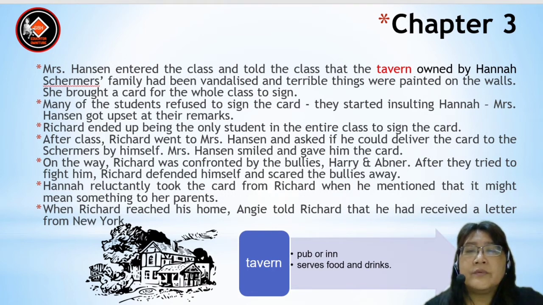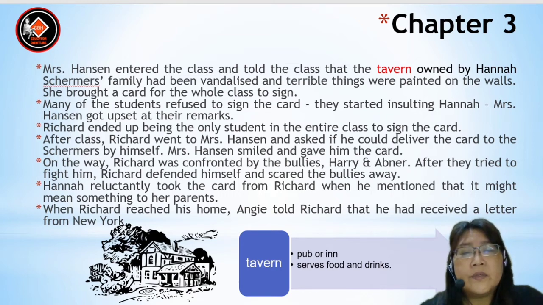After class, Richard went to Mrs. Hansen and asked if he could deliver the card to the Schirmers by himself. Mrs. Hansen smiled and gave him the card. On the way, Richard was confronted by the bullies, Harry and Abner. After they tried to fight him, Richard defended himself and scared the bullies away. Hannah reluctantly took the card from Richard when he mentioned that it might mean something to her parents. When Richard reached his home, Angie told Richard that he had received a letter from New York.